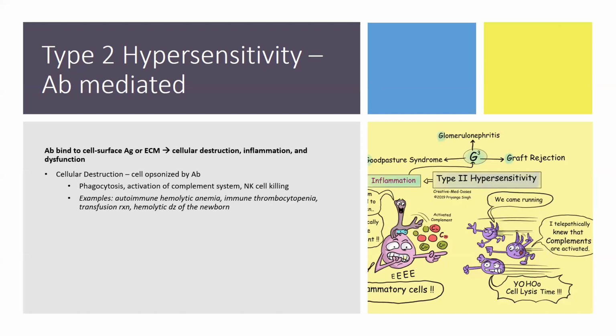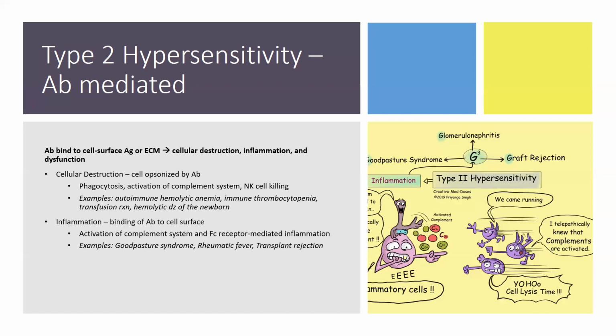So autoimmune hemolytic anemia, immune thrombocytopenia, transfusion reactions, hemolytic disease of the newborn, all of these are examples of the cellular destruction that can happen in a type 2 hypersensitivity, okay? From the antibody opsonizing the cell and then targeting it for destruction by either phagocytosis, complement, or natural killer cells, okay?